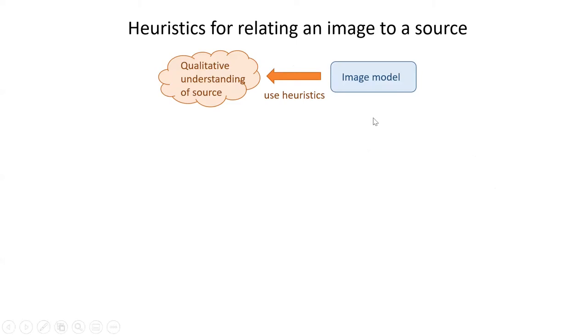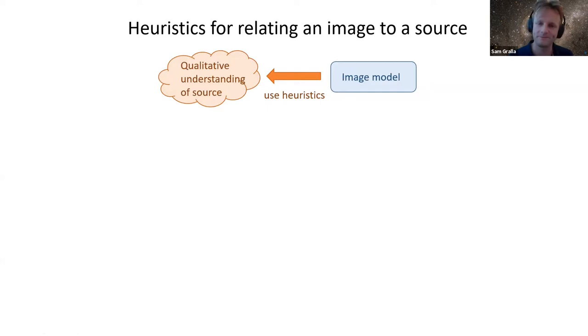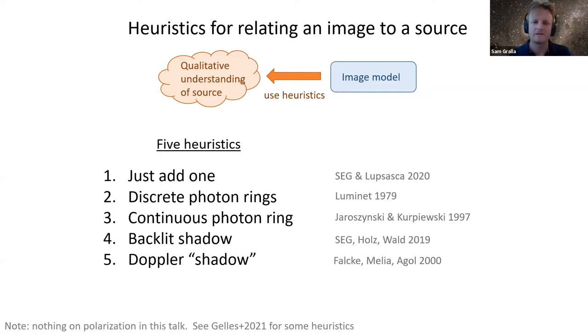So the next part is, supposing we've learned about our image, now how do we figure out what's going on at the source? So I think there are five useful heuristics that I found useful in understanding this in my personal journey to figure out what the heck that image meant. I've got them listed here along with the references that first worked them out. But of course, there are many other references on all of these, and I'll have a slide on references at the end. And I'm going to go through them roughly in order.